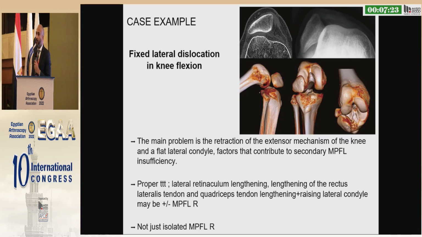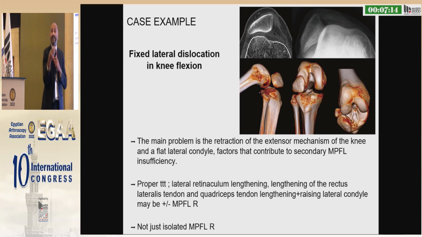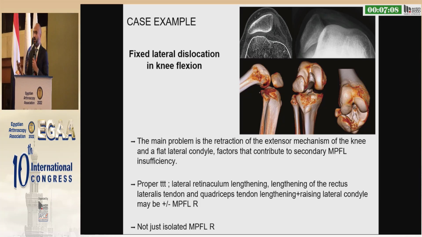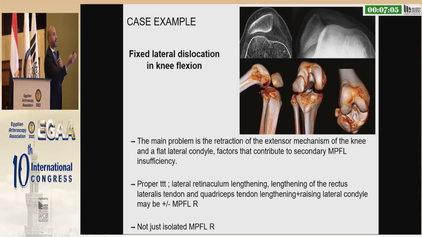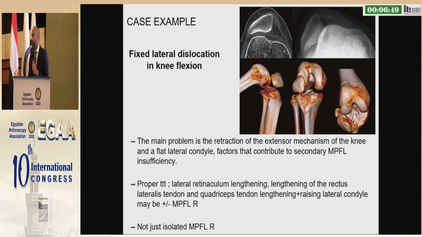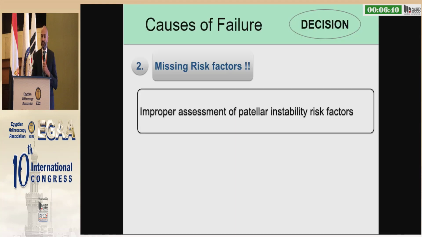Okay, this is a case example of a fixed lateral dislocation, and the dislocation is in knee flexion above 40 degrees of knee flexion. So if I did an MPFL surgery alone for this patient, it would be malpractice. So the problem is that this patient had a long time of fixed lateral patellar dislocation in knee flexion. So he has a shortened extensor retinaculum, shortened or contracted lateral structures. So I have to start with lengthening of the rectus, lengthening of the lateral retinaculum, before I might even consider doing an MPFL at the end. So this is how we think of each case. So avoid failure by making sure that the patient suffers from MPFL insufficiency first.